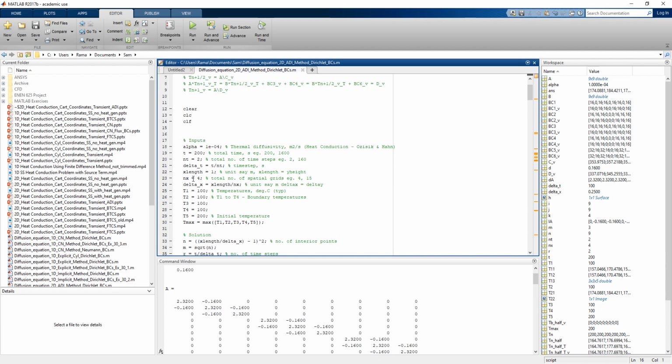And the number of spatial grids is shown, nx as 4. And delta x equals x length over nx, which is equal to 1 over 4 equals 0.25. The four boundary temperatures are maintained at 100 degrees Celsius and the initial temperature is 200 degrees Celsius. We will run this program now.